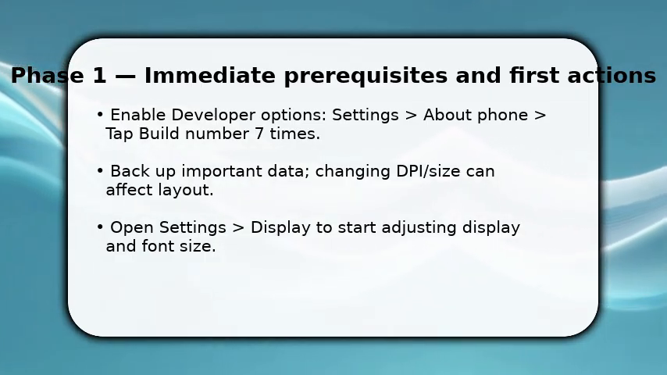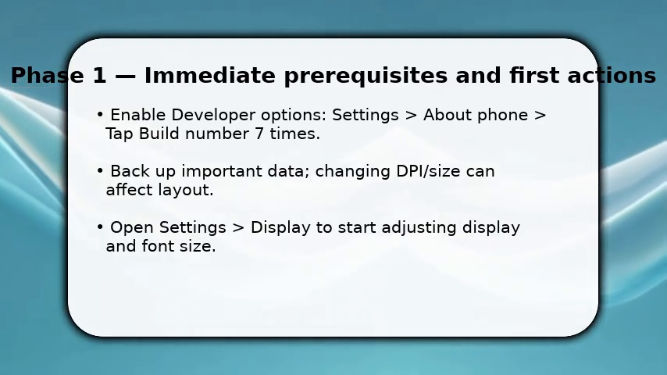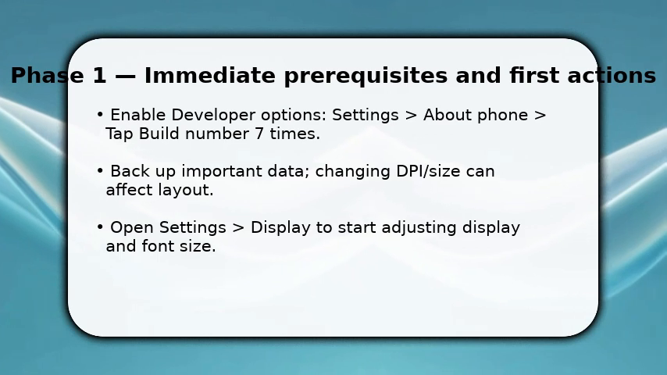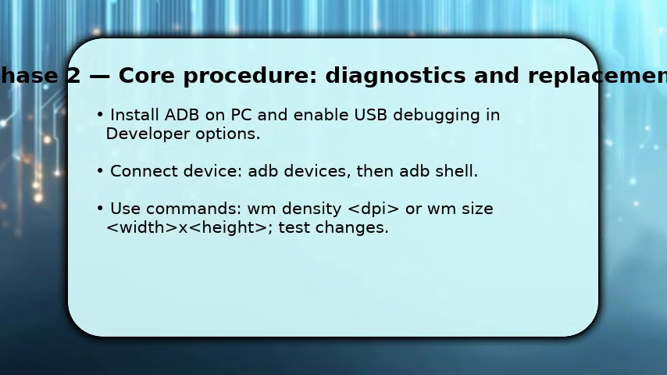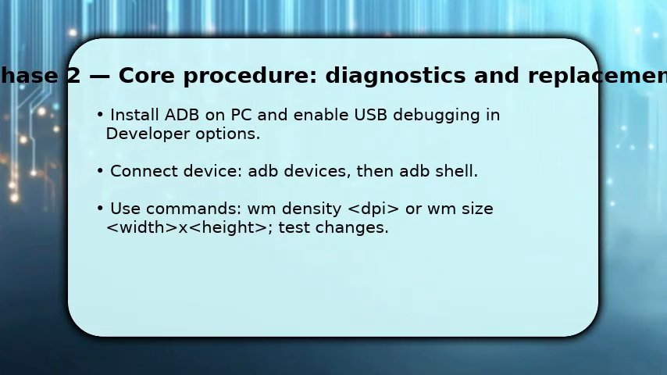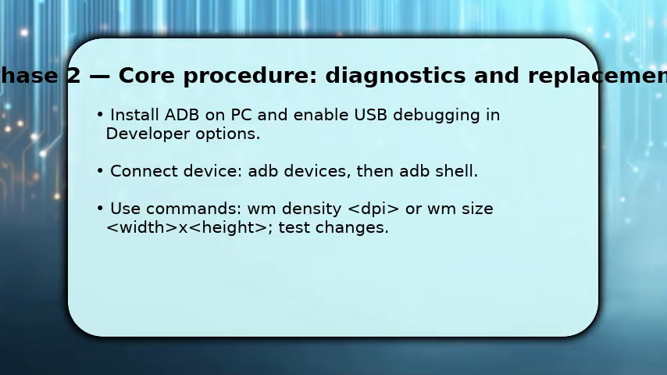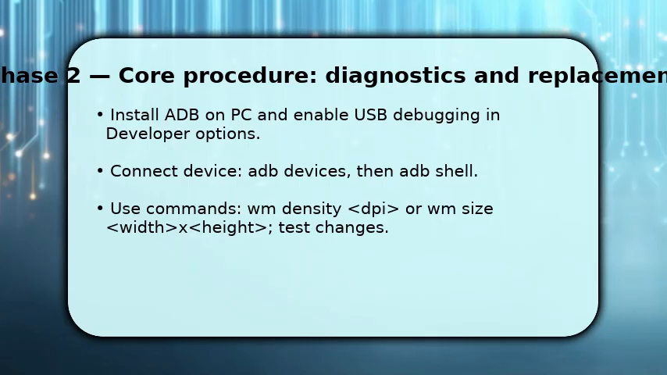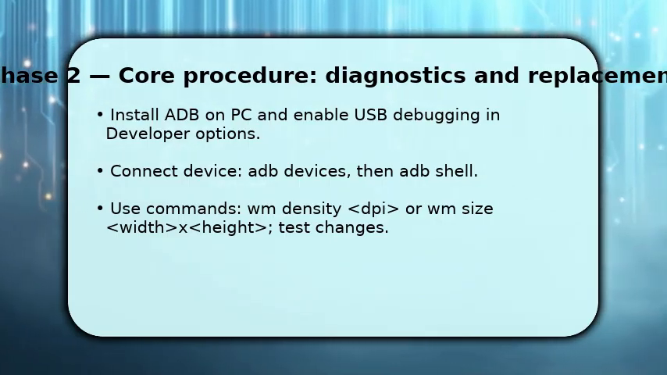You'll use these built-in sliders now, and later we'll move to precise DPI or ADB commands if you need finer control. You'll switch to ADB for precise control because settings sliders are coarse. First, install ADB on your computer and enable USB debugging. Then connect and run adb devices to confirm. Once connected, use adb shell and the wm commands.